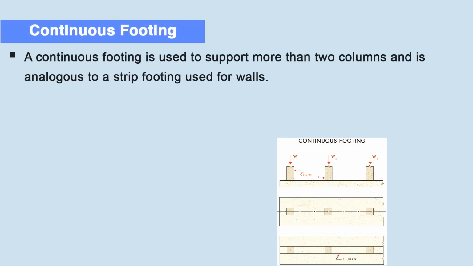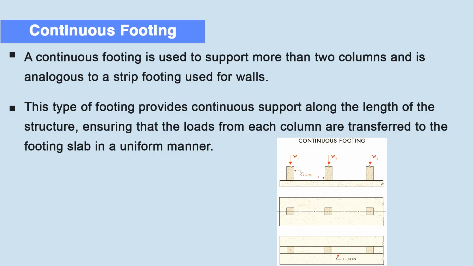Then the next is continuous footing. A continuous footing is used to support more than two columns and is analogous to a strip footing used for walls. This type of footing provides continuous support along the length of the structure, ensuring that the loads from each column are transferred to the footing slab in a uniform manner.